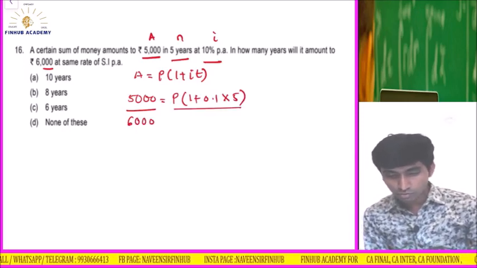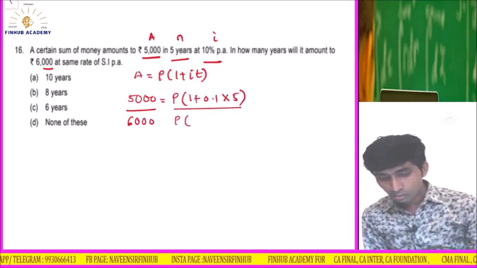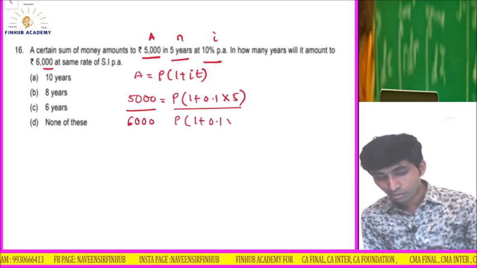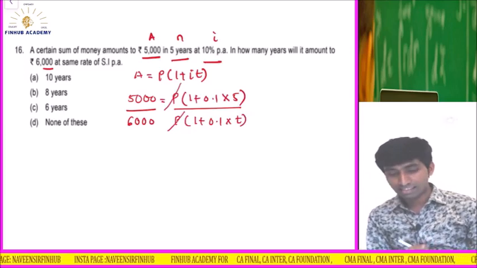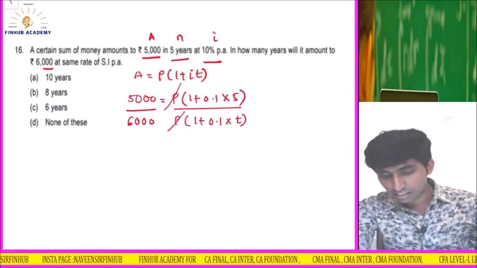Why am I putting equals to? At the same rate. So P into (1 plus rate), which is also the same, into T. So if you check here, P gets cancelled. Okay, so what is the answer? I'll try to calculate.